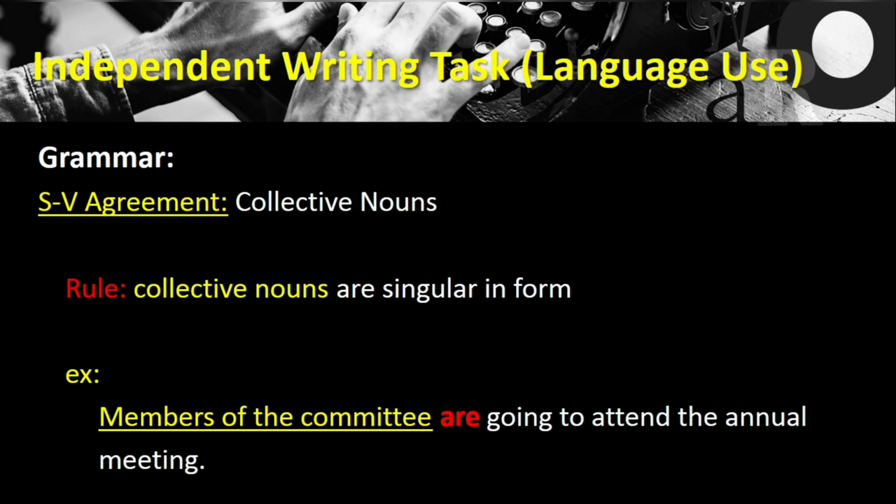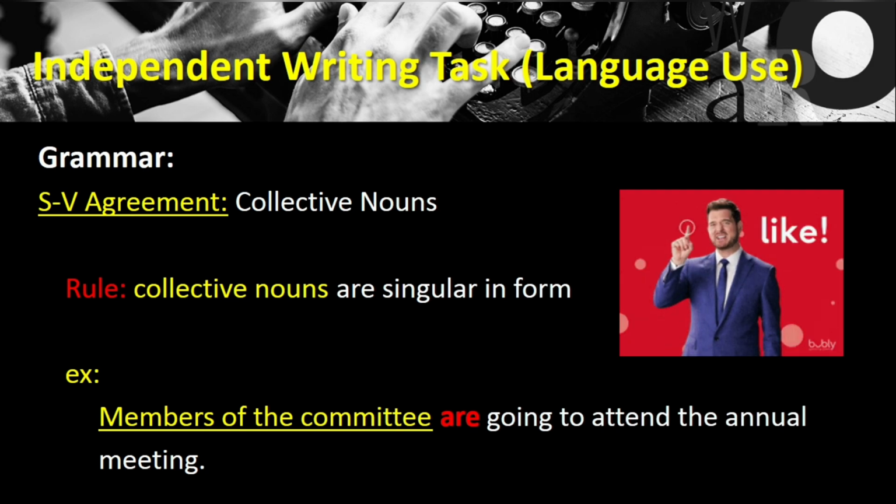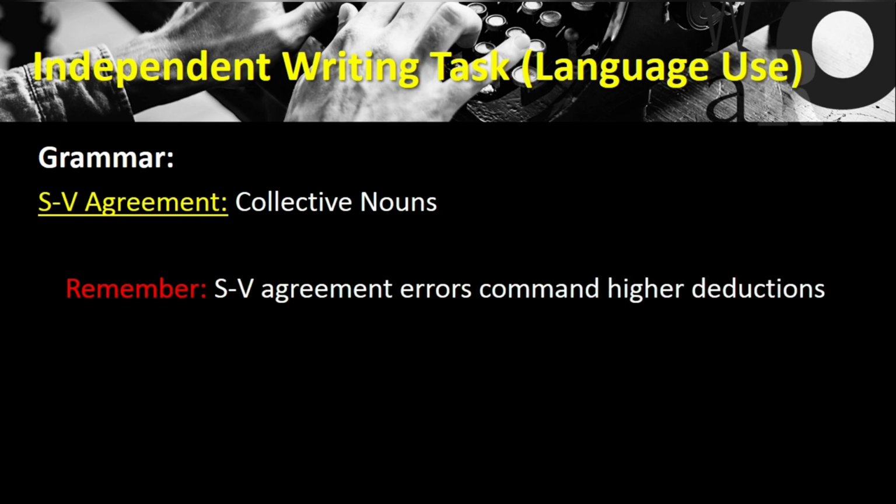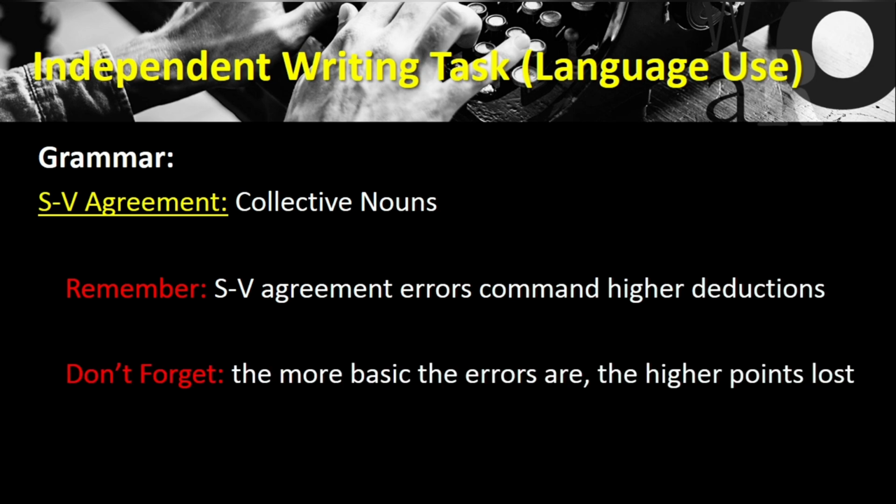So by principle, non-count nouns and collective nouns follow the same rule. So why are we still learning about these things? They are so basic, you might wonder. Remember, in the TOEFL, although it is a bit lenient with grammar errors, basic ones like subject-verb agreement would account for higher deductions. Don't forget, the more basic the errors are, the higher points you lose. And so, on to our next topic.